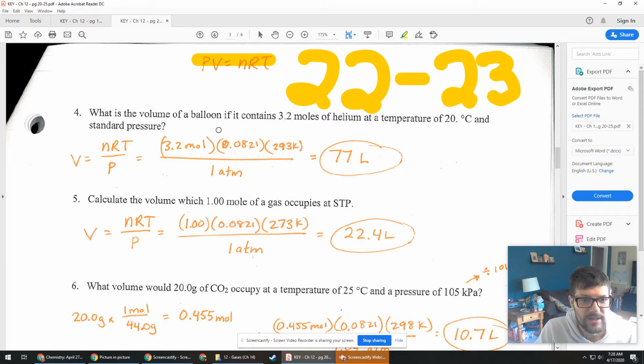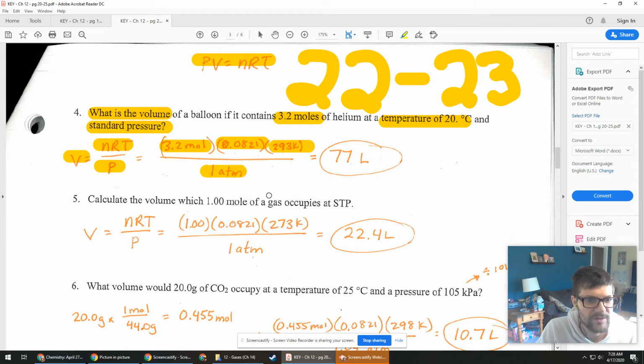However, as I mentioned yesterday, I like to rearrange for the variable that they're asking me to solve for. So I usually read the question, highlight the numbers and think about what they are. What is the volume? So I'm solving the equation for volume, and then I'm leaving everything else where it would go. If it contains 3.2 moles, so there's my number of moles, temperature of 20 degrees Celsius, so I need to convert that into Kelvin. I'm going to use my gas constant, 0.0821, and standard pressure is 1 atmosphere. Plug in the numbers, get your answer.